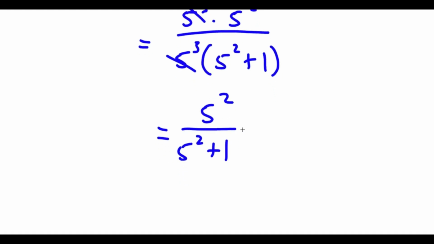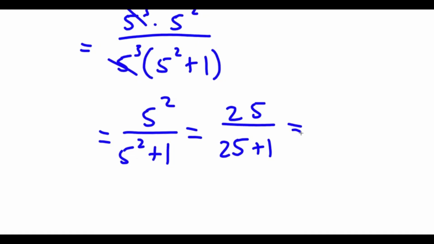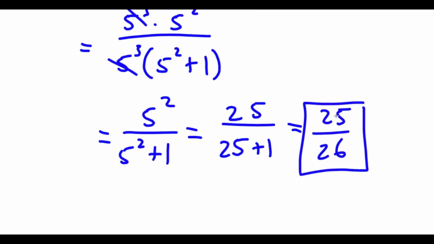Now 5 to the power of 2 is equal to 25, over 5 to the power of 2 plus 1, this is 25 plus 1. 25 plus 1 is 26, so I have 25 over 26. And this is my answer.